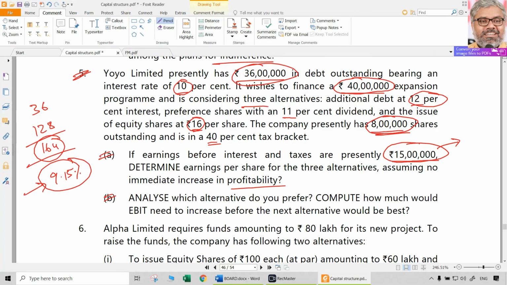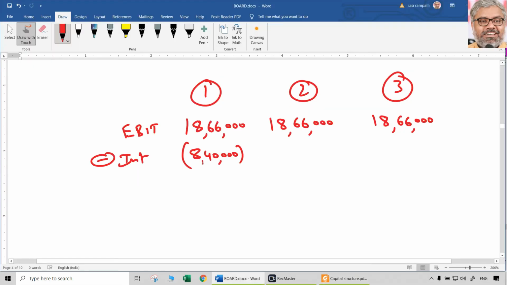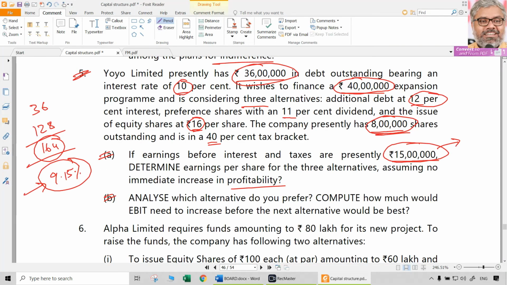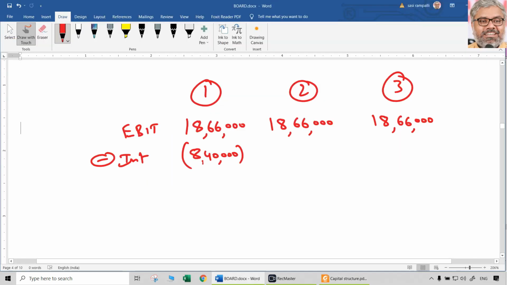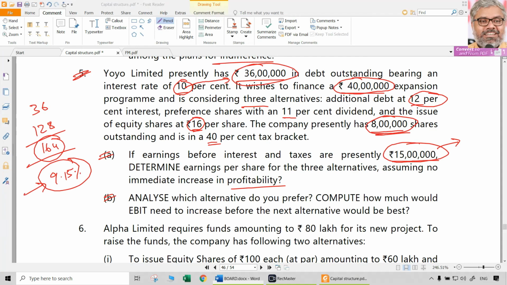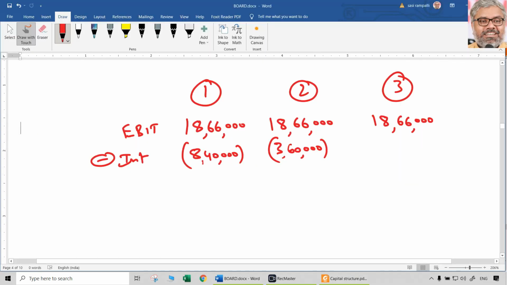Now the second alternative is what? Preference shares only. That means no extra interest is there, but existing interest will continue. That is how much? 3,60,000. That will continue. Same with the third alternative also, because equity shares are going to be issued. There also existing interest will continue. There will not be any change in that.